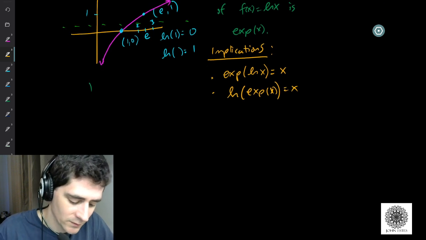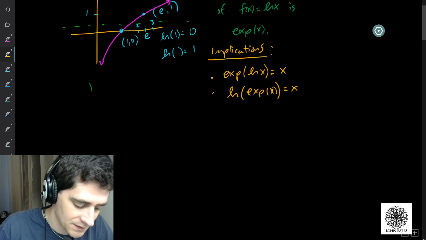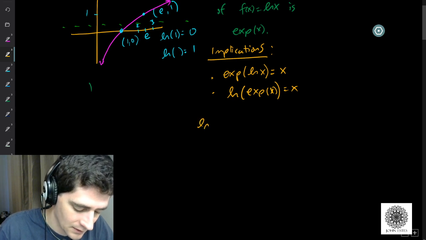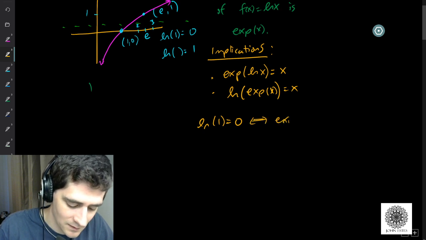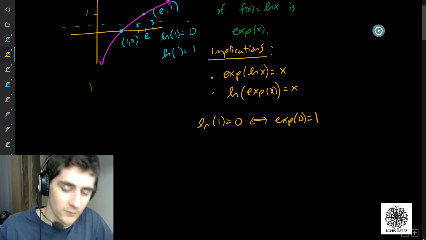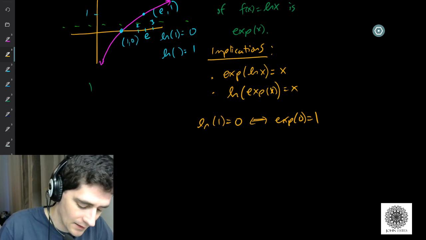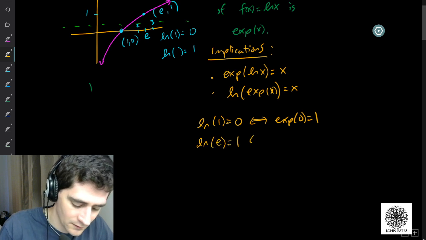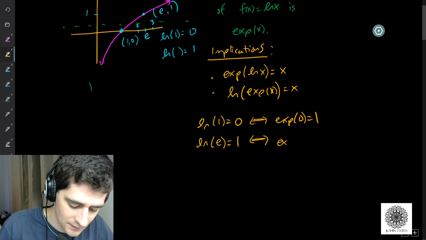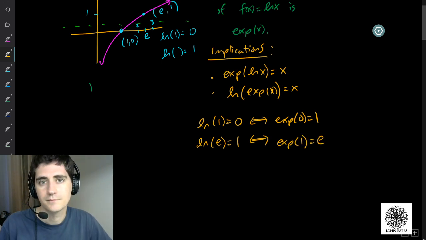Now, because of the points we picked out earlier, remember, ln of 1 equals 0. So that means that exp of 0 equals 1. They undo each other. They're inverse functions. And also we said that ln of e is 1, which means that if I take exp of 1, I get the value e.